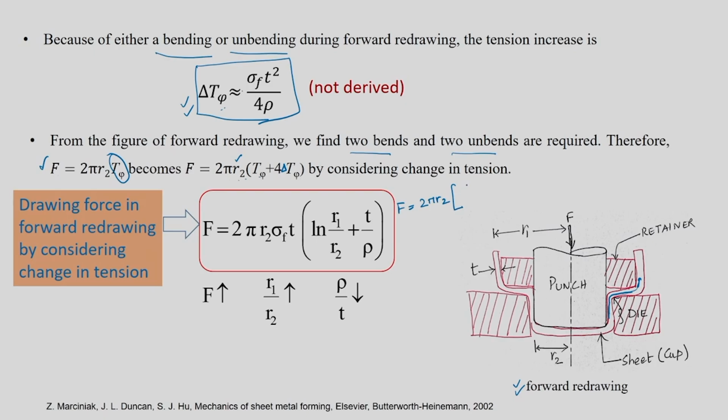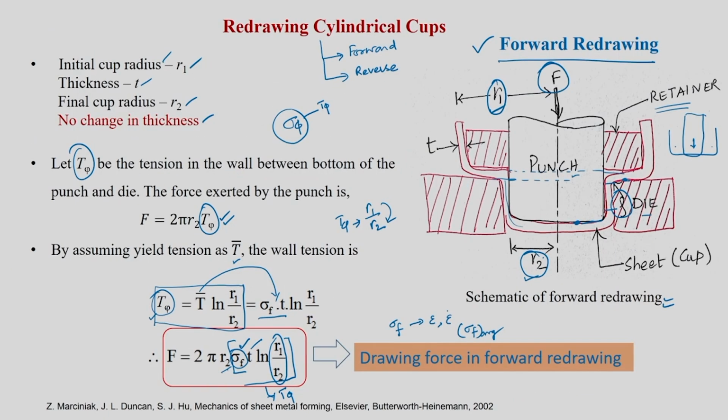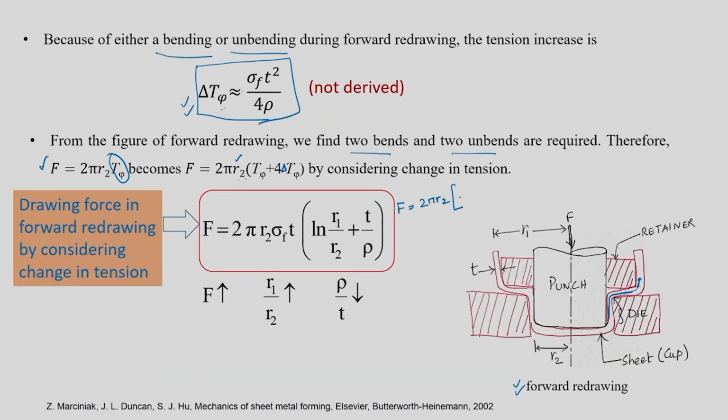T phi. What is T phi? We already calculated it, T phi is sigma f t ln of r1 by r2, plus 4 times this fellow, sigma f t square divided by rho, where the 4 will be cancelled. Now this will give you sigma f r2, with sigma f t common, so I am taking it out. This fellow will have only r1 by r2 in the ln, and then t by rho, which can also be written as 1 divided by rho by t, where rho by t is nothing but our own bend ratio.